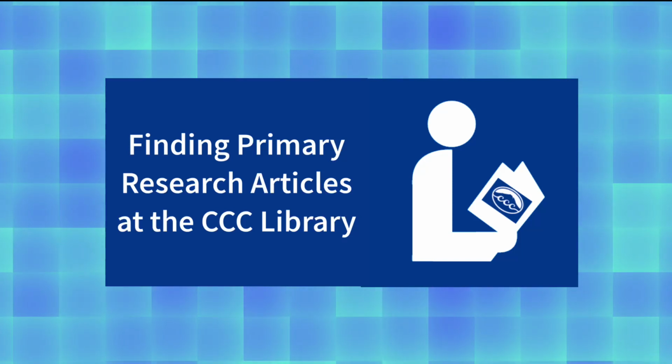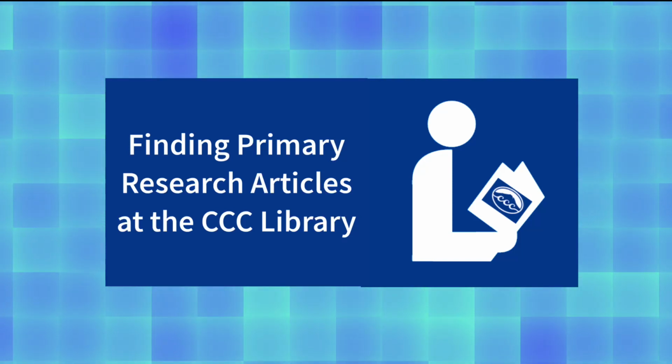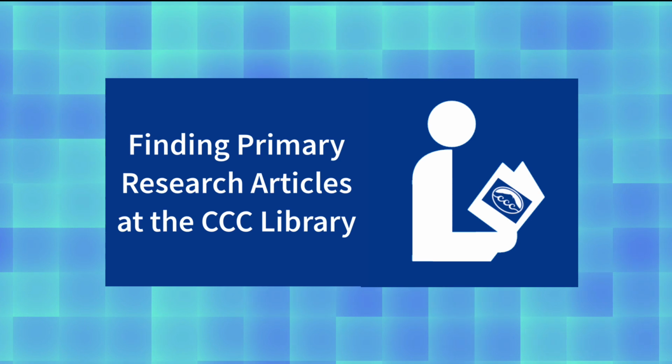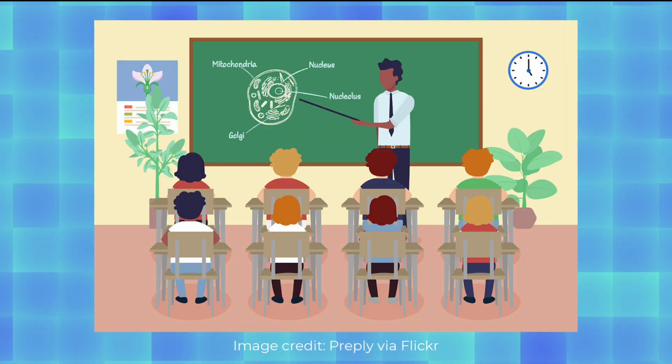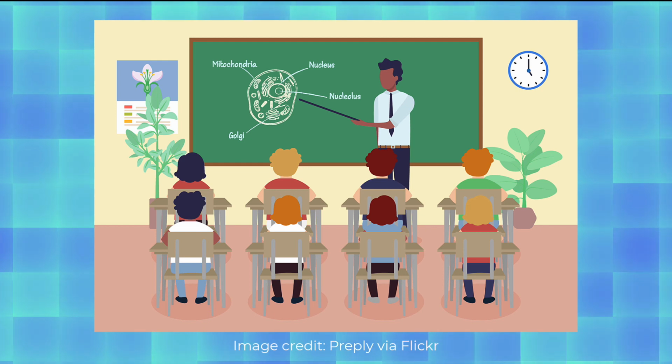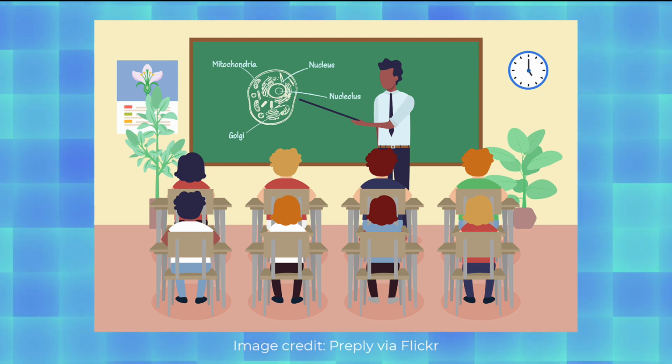This video will show you how to identify whether an article you've found in the library database is a primary research study. This is helpful for classes like Bioscience and Psychology when your instructor asks you to find primary research, also known as primary studies.